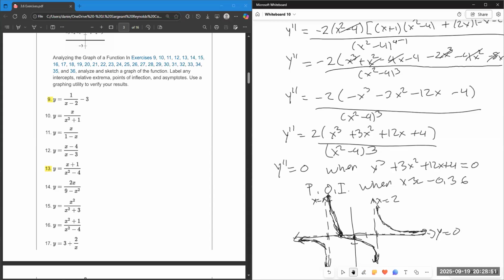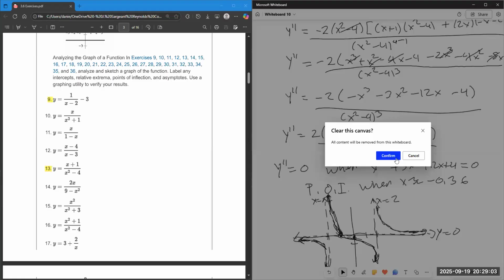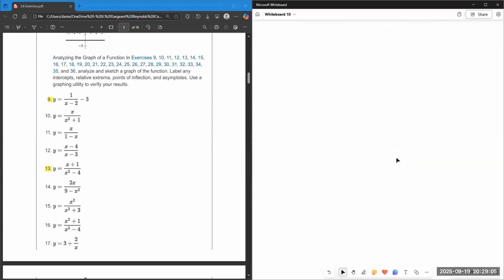So even though we're not drawing the graphs so much on the calculator, we are going to need the graphing utility sometimes to help us find zeros or points or minima or maxima or points of inflection that are irrational numbers.